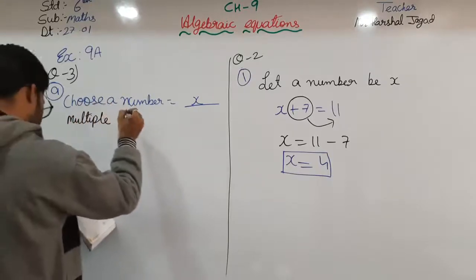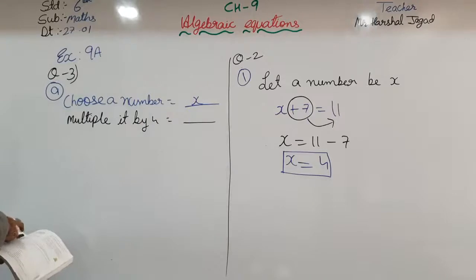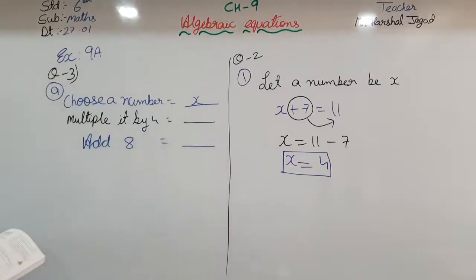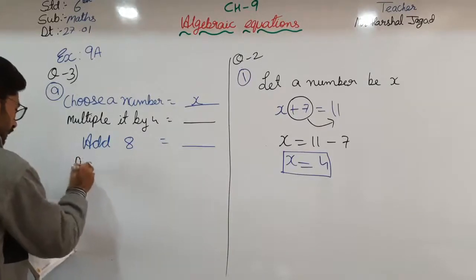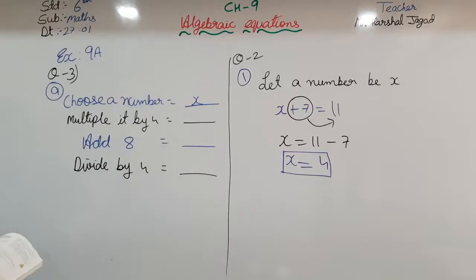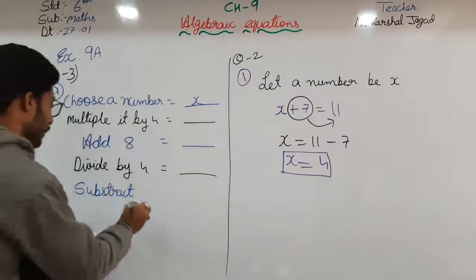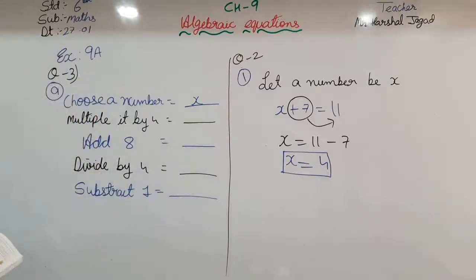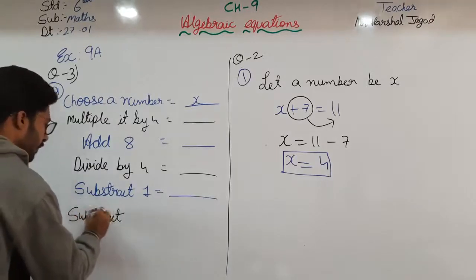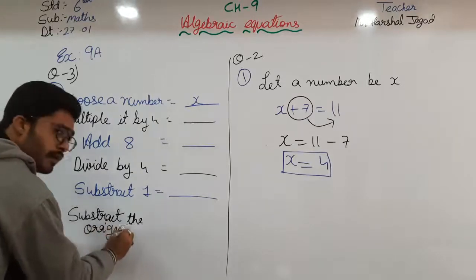Multiply it by 4, then add 8, then divide by 4, then subtract 1, then subtract the original number.